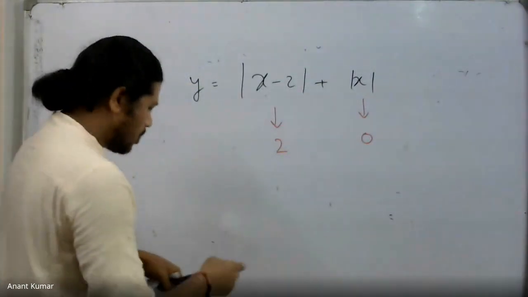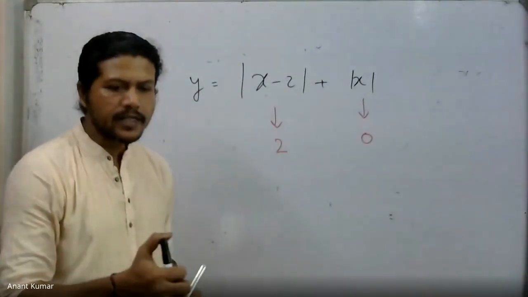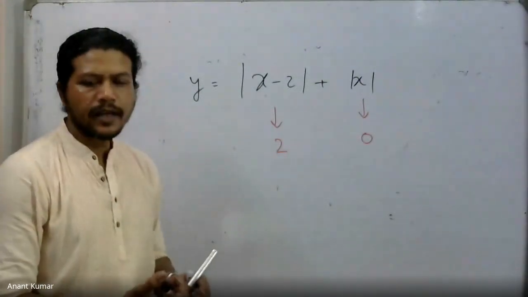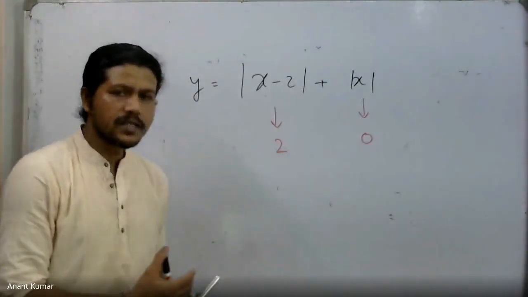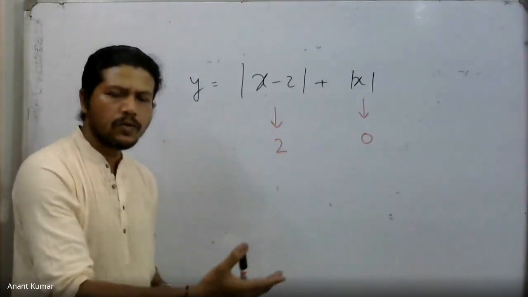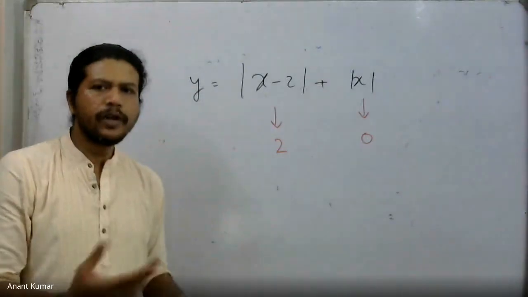Okay, so what I'm going to do is consider, for example, the x-axis, and the points which are going to divide the real line into different regions are these 2 points. So I'm going to consider 3 regions: x less than 0, x lying between 0 and 2, and x more than 2. In each of the regions, the expression will be different.